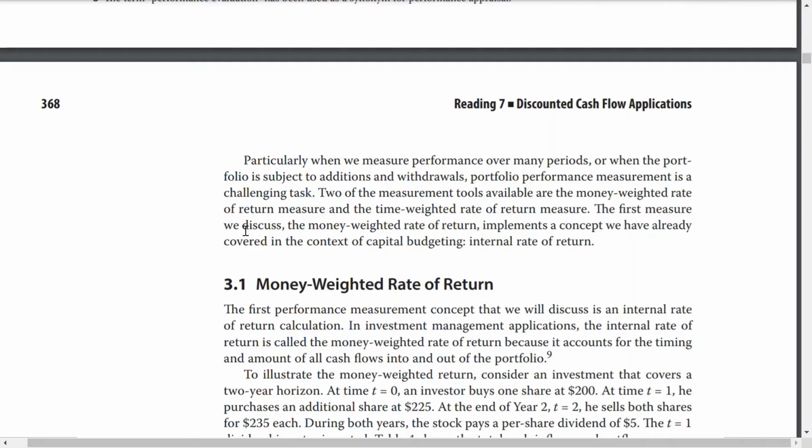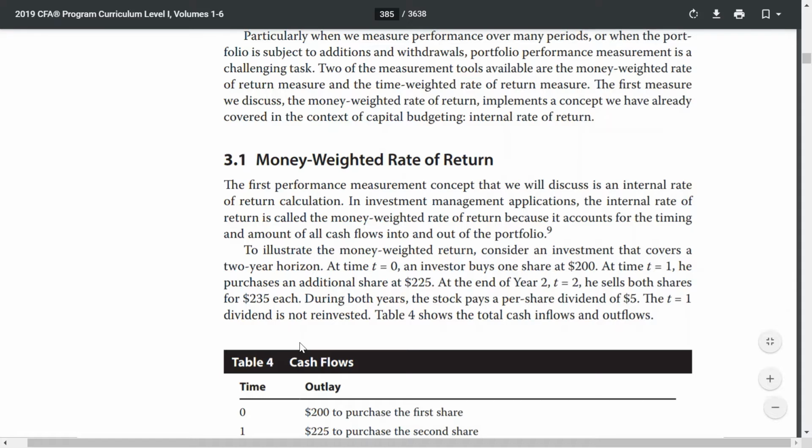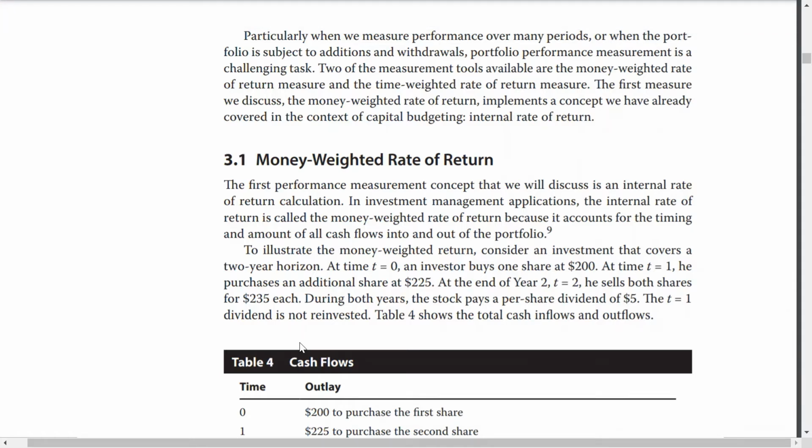The first measure we discuss, the money-weighted rate of return, implements a concept we have already covered in the context of capital budgeting, the internal rate of return. So 3.1, money-weighted rate of return, is the first performance measurement concept that we will discuss. In the investment management application, the internal rate of return is called the money-weighted rate of return because it accounts for the timing and amount of cash flows into and out of the portfolio.